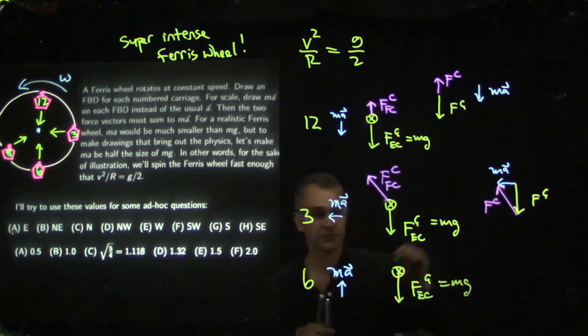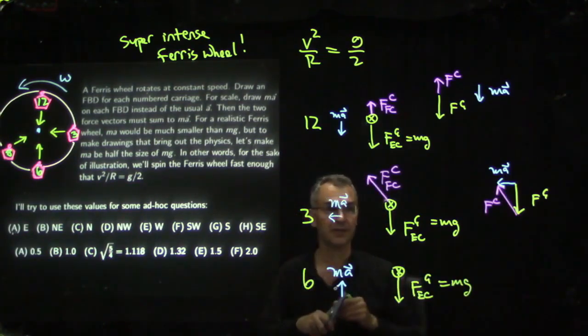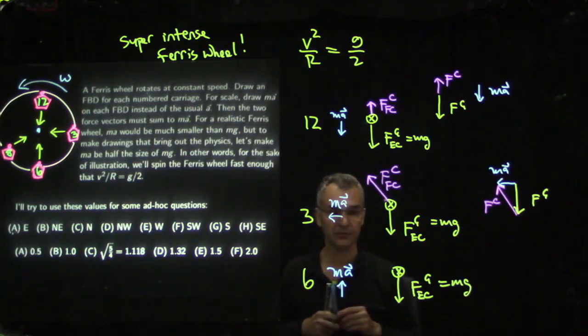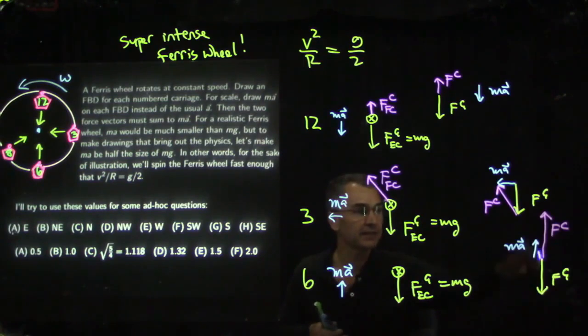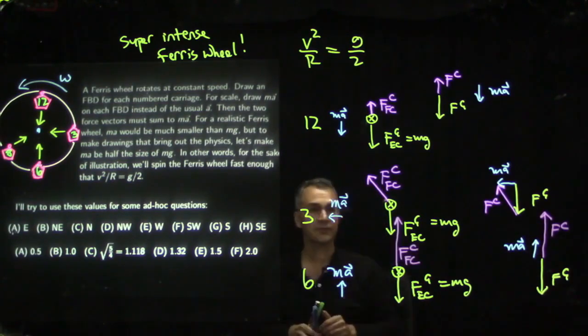Next, let's do number 6. So the gravitational force by Earth on the carriage we can't change, but somehow we want these things to add up to something that points up and is half the length of the gravity arrow. I think the way we arrange for that is to make the contact force point up and be 1.5 times as long as the gravity arrow. So that's kind of interesting.